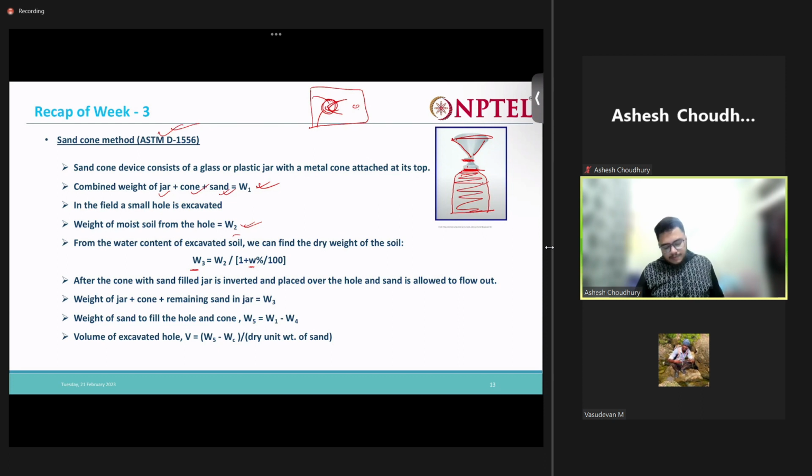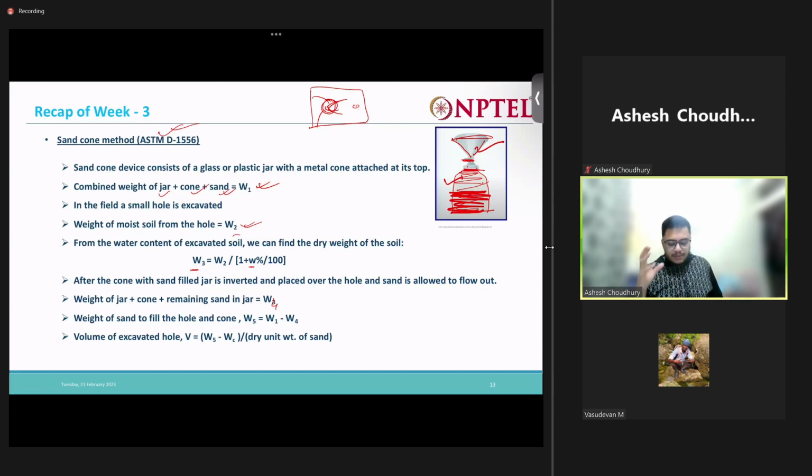Then what we do is we again take the weight. This should be W4. So some amount of sand has come out from the jar, and then again we weigh this. We now get the weight of the remaining amount of sand plus the jar plus the cone weight. So we get W4.